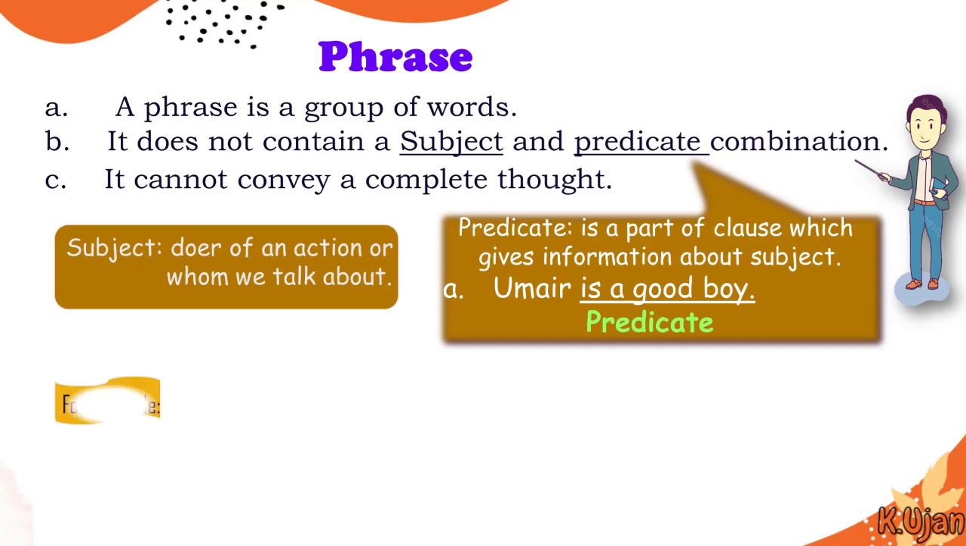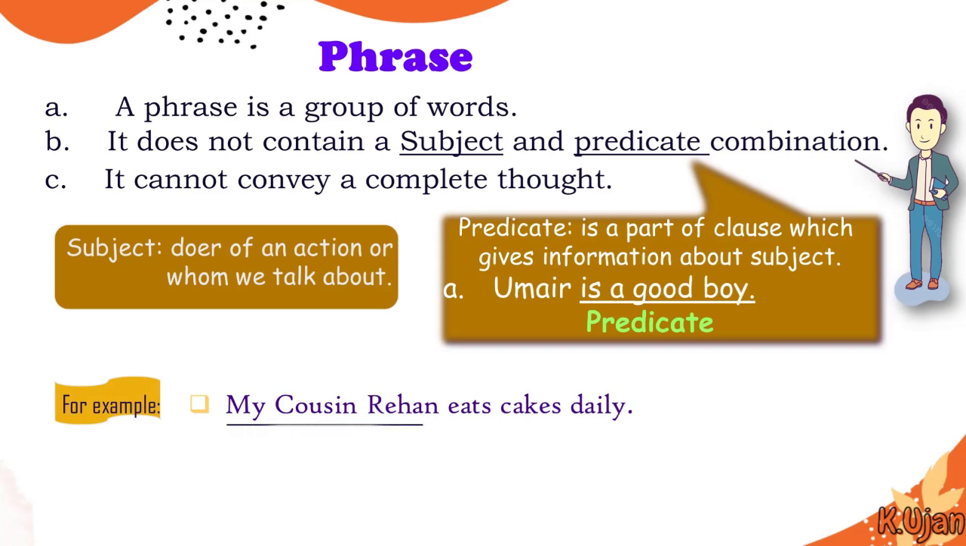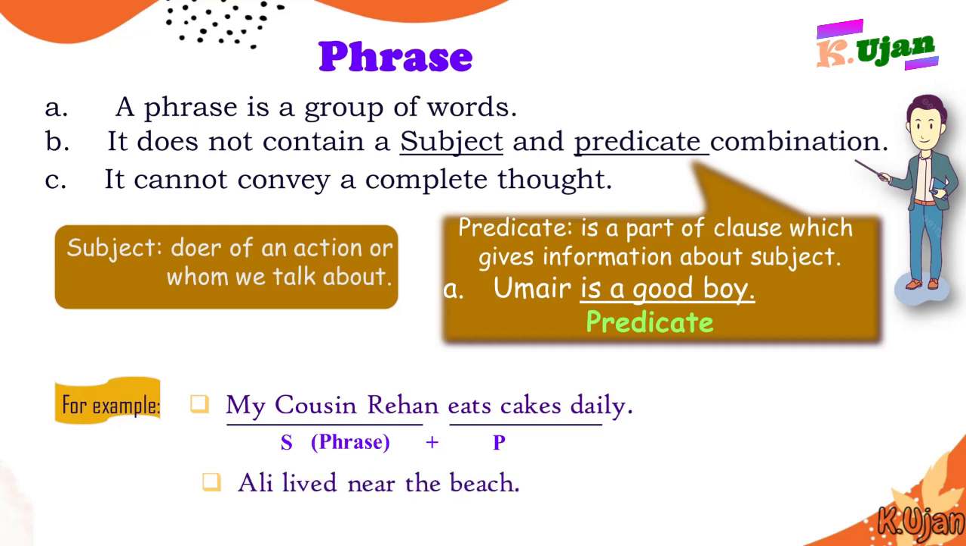So let's begin. The examples of a phrase: my cousin Rihan eats cakes daily. So where is the phrase? This my cousin Rihan is a subject and eats cakes daily is a predicate. And phrase is like my cousin Rihan. This is a phrase, a phrasal subject. So here is another example. Ali lived near the beach. Now, Ali is a subject and lived near the beach is the predicate. So where is the phrase? Phrase is in the predicate: near the beach. So this is a phrase.